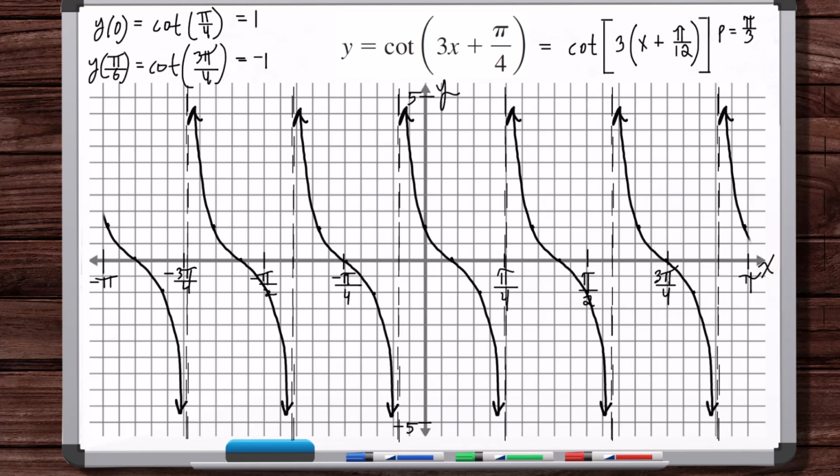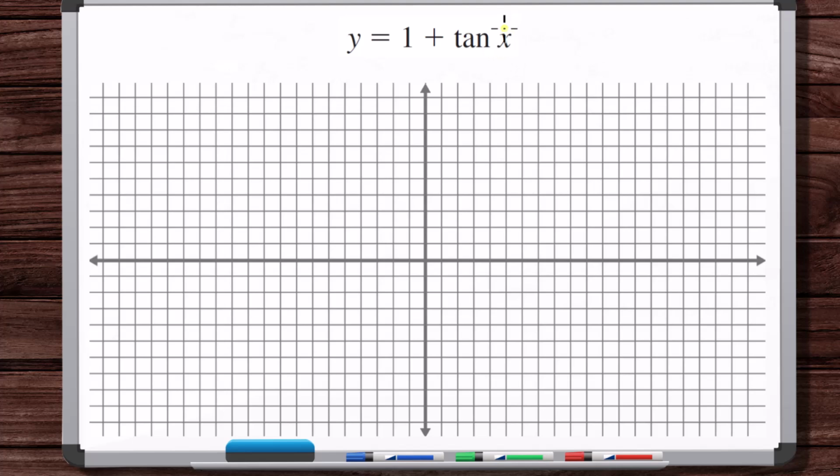And there we go. Okay. Here we just have tangent x shifted vertically 1 unit. So, all right, we'll just do, okay, the period is pi, 1, 2, 3, 4. So let's do minus pi over 2 to pi over 2.